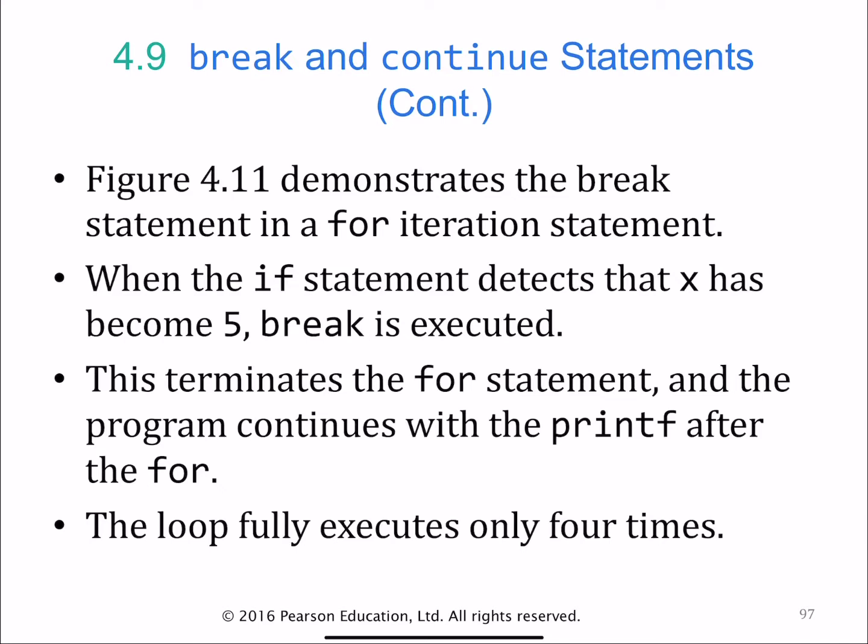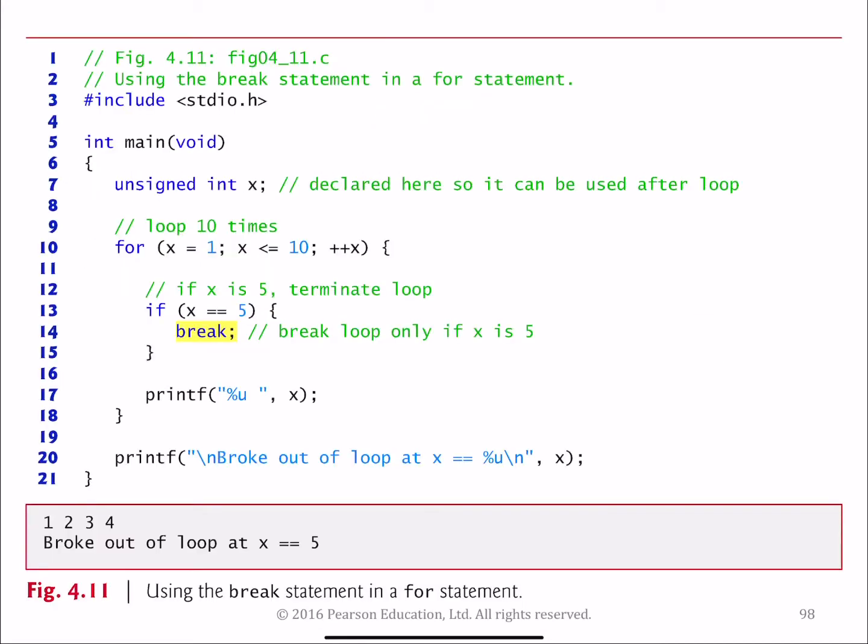So as an example, let's take a look at a for loop, and inside that for loop we'll have an if condition, and that if condition will check if a certain variable x has taken on the value 5. If that becomes true, the break statement is executed. Now, regardless of how many more iterations the for loop had planned, once the break statement is hit and executed, that'll be the end of that for loop. So here's the code for that.